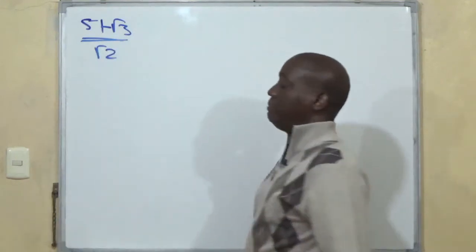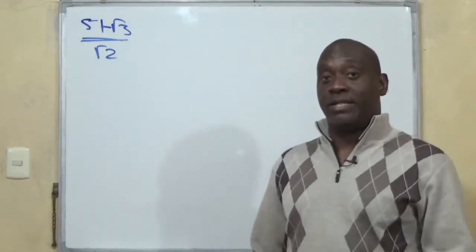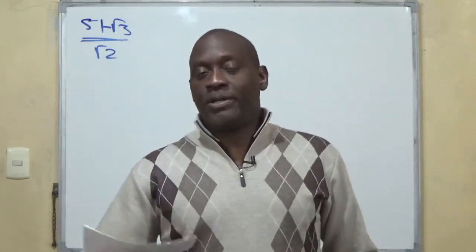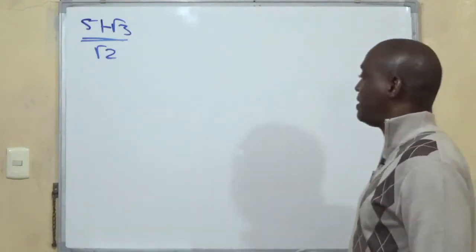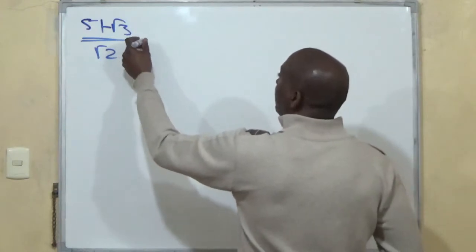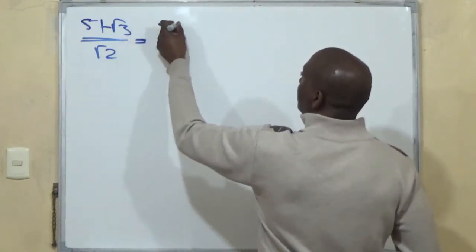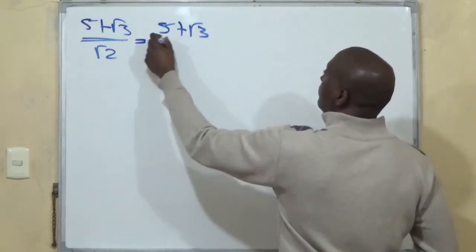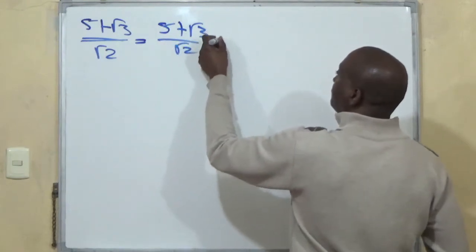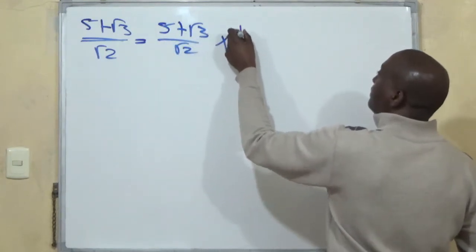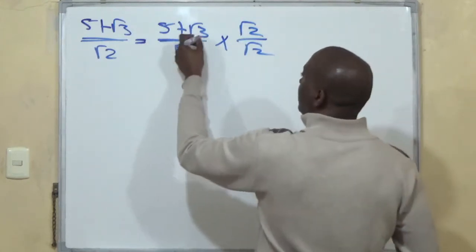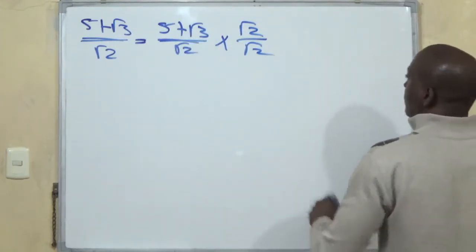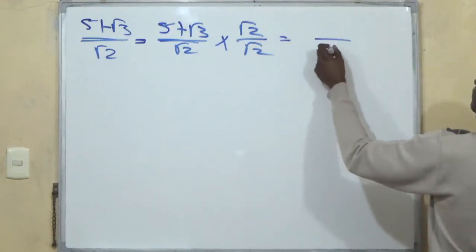What are we going to do with that? The same thing we did in the last video. Because the main thing we're focusing on is the denominator. So in this case, yes, we multiply by the whole fraction. So this is the same thing as 5 plus root 3 over root 2 multiplied by root 2 over root 2. We multiply by the whole fraction. Root 2 by root 2 is 2.